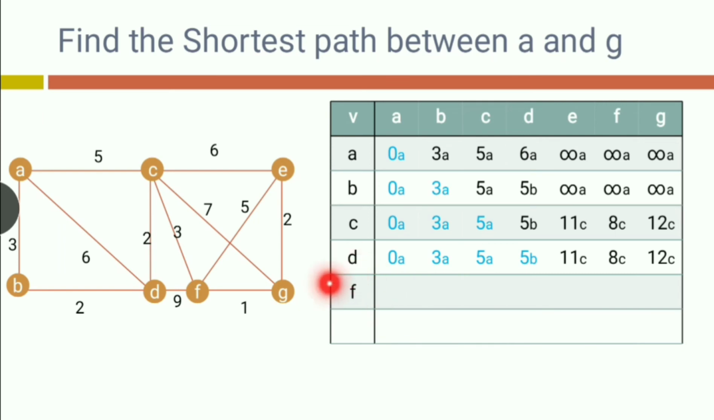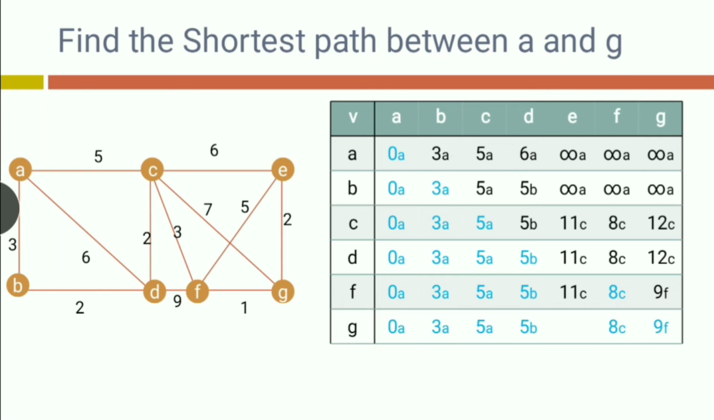Okay, so let's see for F. We'll write these as it is, we'll write 8C as it is. Now distance of E from F is 5. So 8 plus 5 is 13. There's no improvement, so we'll write 11C as it is. Then what about G? Distance of G from F is 1. So 8 plus 1 is 9. There's improvement, so we'll write 9F here. Then the minimum is 9. So we include G in our shortest path. So G is included here.